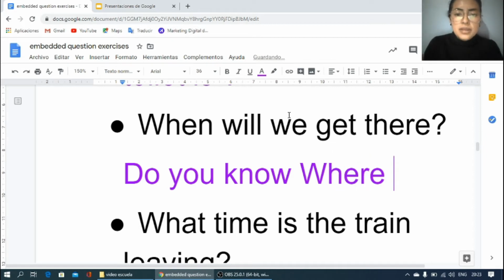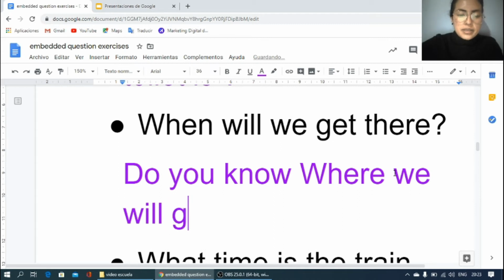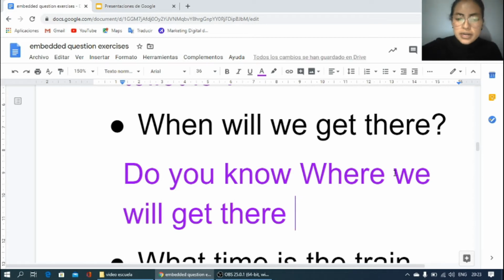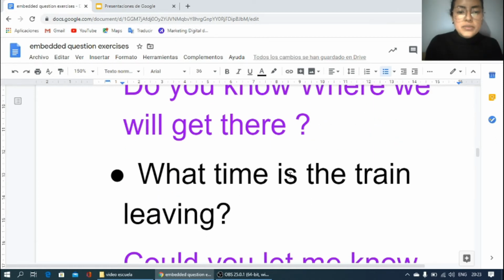the subject? Is will a subject? No, will is an auxiliary. Okay, in this case, is we a subject? Yes, very good. When we, and then you have to put the auxiliary will and the verb get and the complement there. In this case, I have to put the question mark. Why? Because we are using the introduction question. Do you know? Okay? Let's practice with this.